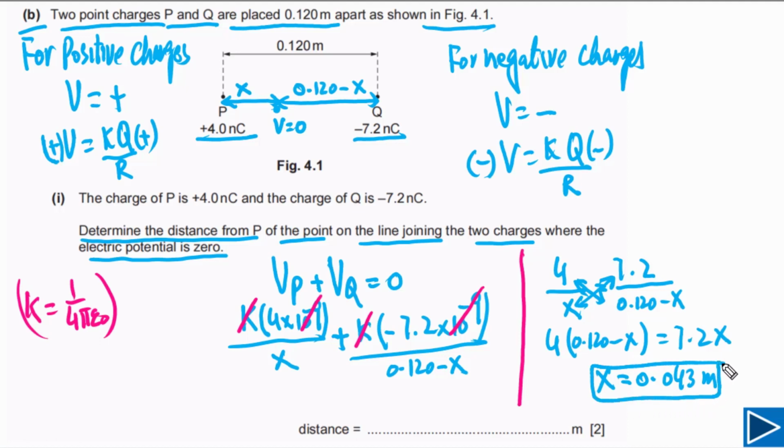Our final answer has 2 SF, because the least number of SF in the data is 2, so we are using 2 SF here. This question has 2 marks. The first mark you will get if you have written Vp plus Vq equal to 0, meaning you have entered values here. So this mark will be a C1 mark. And the second mark is the answer mark, if you have got the right answer.